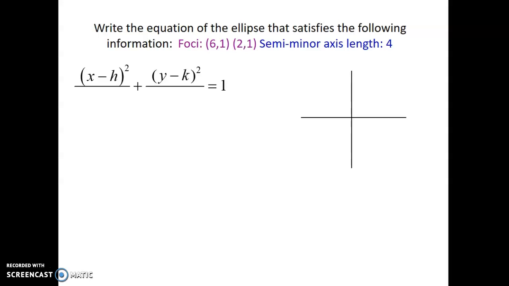So we're going to sketch our graph. There's the 2 focal points. Now, because the focal points are located just the way they are, we know the graph is going to be horizontally orientated. It's going to go left to right. And the minor axis lengths are going to be up and down.